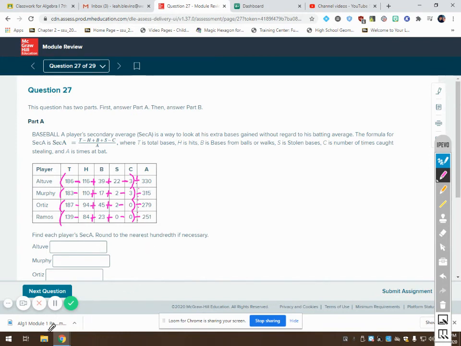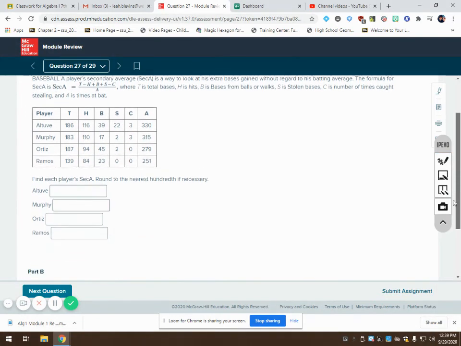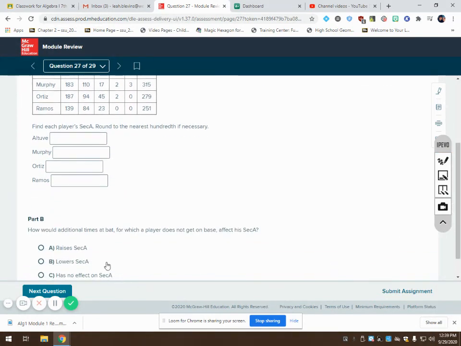Okay, so when I calculated this, I got 0.387, and I rounded up to 0.39. I got 0.282, I believe it was, and I rounded to 0.28. This one is 0.5. And my last one, you can't see on my page, but it is 0.31. So I'm going to scroll down here and get 0.31.